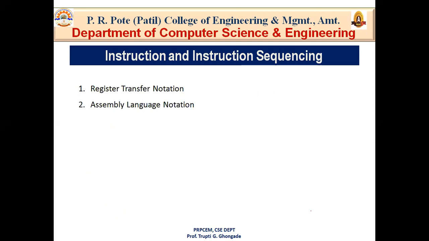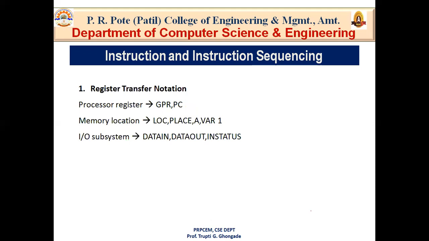Now this is divided into two parts, register transfer notation and assembly language notation, because the computer doesn't understand high level language. That's why here we are using assembly level language, which is a middle level language, and the syntax understood by the computer is divided into two notations, register transfer notation and assembly language notation. These two have different syntax. First we discussed the register transfer notation.